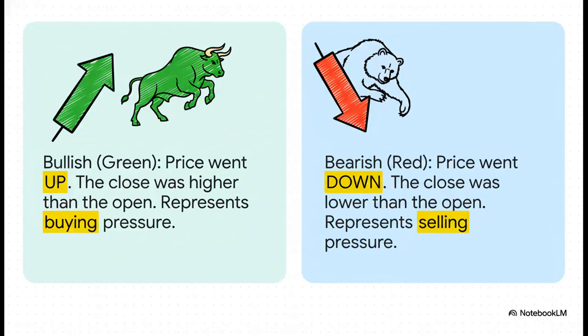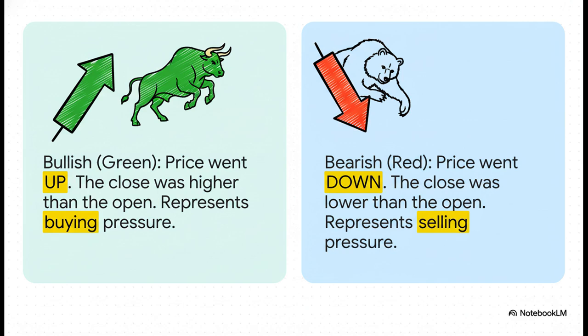And the story they tell is actually really simple at its core. If a candle is green, it's bullish. That just means the price ended that period higher than where it started. The buyers were in control. If it's red, it's bearish. The price ended lower than it started. The sellers won that round. That's it. Green for up, red for down.